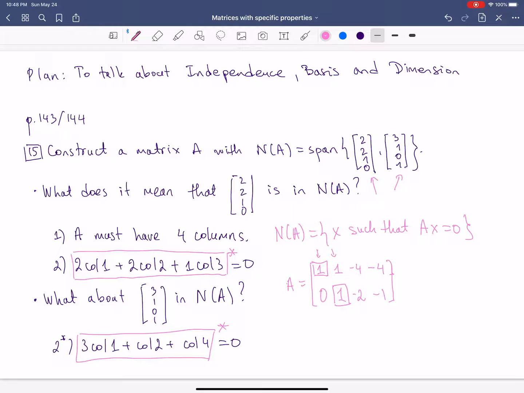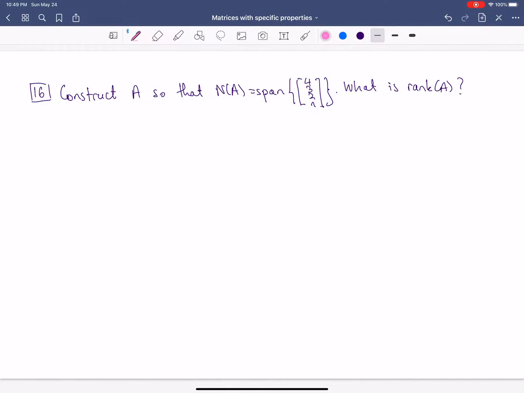Could you add another row? Absolutely. The only condition is that you have to have 2 columns which are pivot columns and 2 columns which are free columns. That is the only way to guarantee that the null space of A will be precisely the span of these two columns. Now let's look at another example.